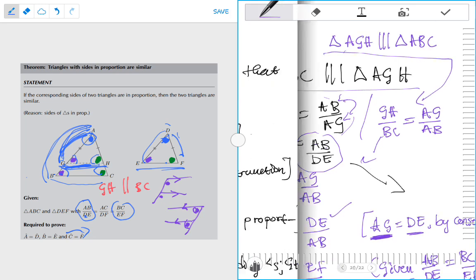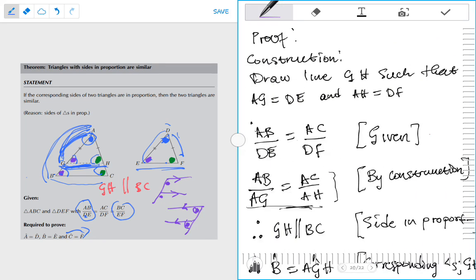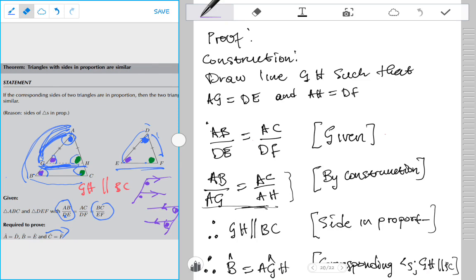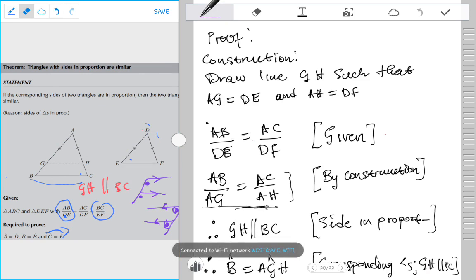So basically, first we said that we need to draw a line. We marked G on AB, and we also marked H on AC, equal to DE and DF. After that we said AB over DE, which we were given here, and we also used the sides in proportion from theorem number 1, and we got the corresponding angles, since we concluded that GH is parallel to BC.